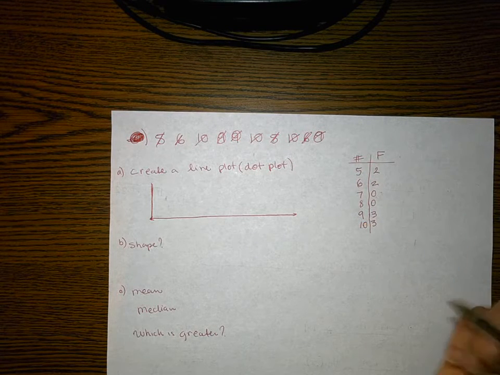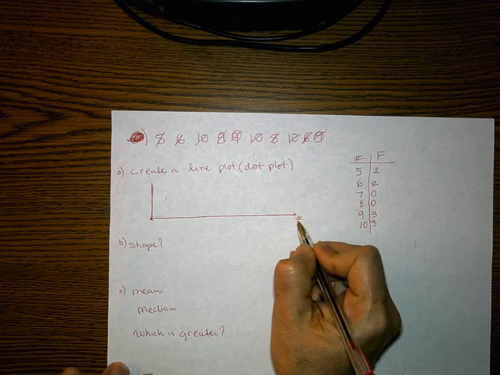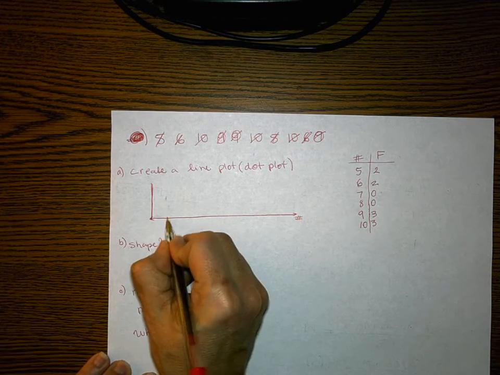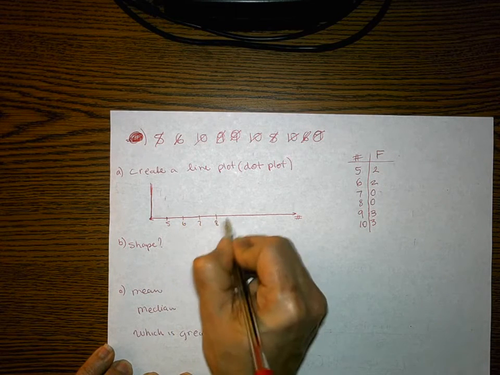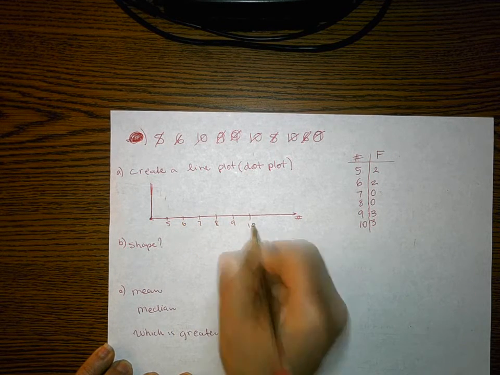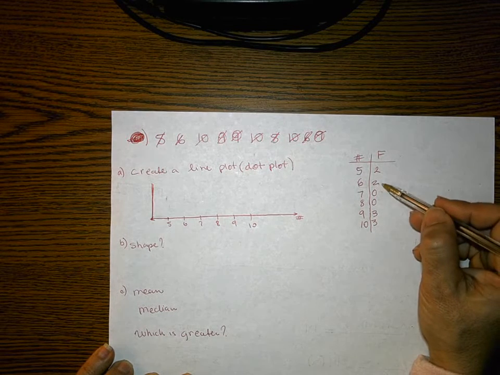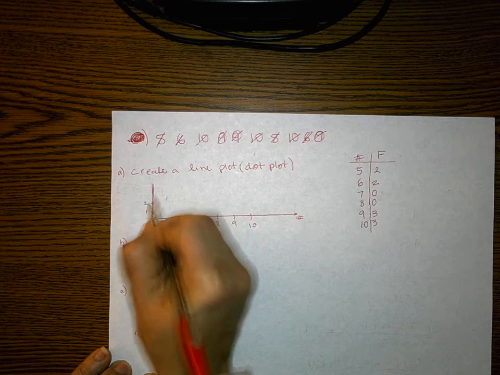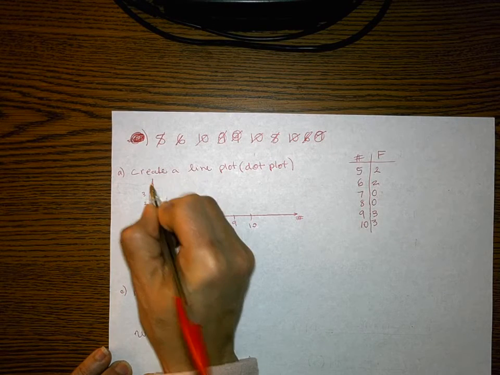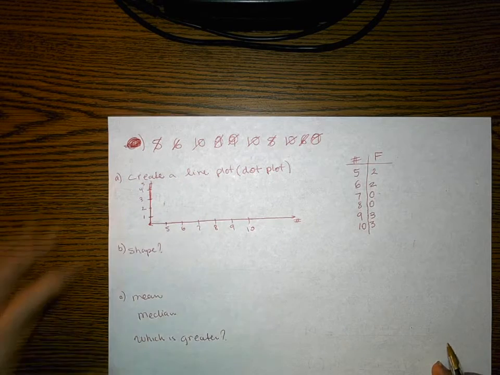Now I can create my line plot. I'm going to put the numbers on my horizontal axis: 5, 6, 7, 8, 9, and 10. The frequency was only from 0 to 2 and then to 3, so let's do 1, 2, 3. It does not hurt if I put 4 or 5, because I'm not going to use it anyway.